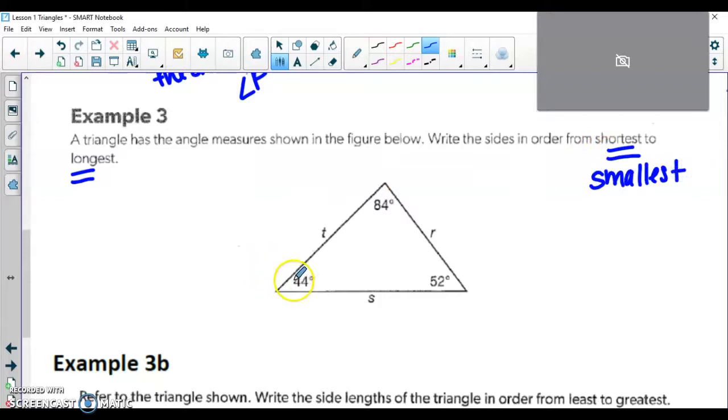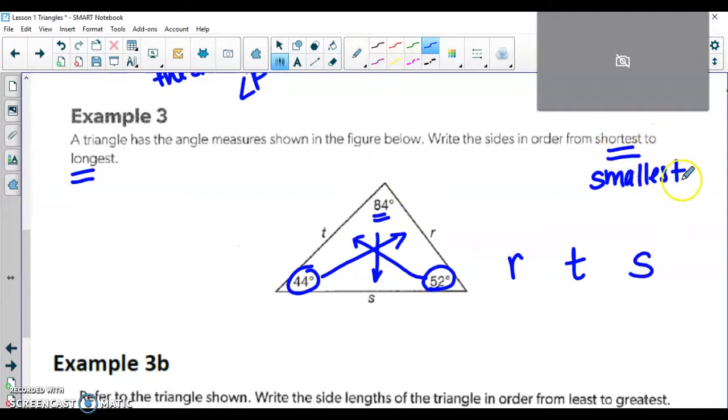So looking at these angles, 44, 52, and 84, the 44 is smallest, which tells me R is my shortest side. If I look at the remaining two angles, I have 84 and 52. 52 is the next smallest, and that's side T. And the final side is the biggest angle, and that's side S.